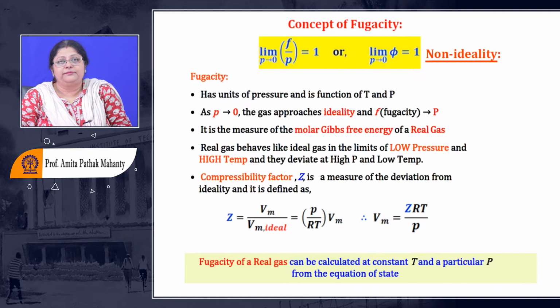Now, the measure of the deviation, if you remember from your previous classes in class 11 and 12, you had a factor called the compressibility factor. This gives you the measure of the deviation from the real to the ideal. And this measure is nothing but the compressibility factor Z. It is defined as the molar volume of the real gas divided by the molar volume of the ideal gas. We apply the ideal gas law and replace the ideal molar volume by RT by P. So P by RT into the molar volume of the real gas is what we have. So the molar volume of the real gas is going to be nothing but Z RT by P.